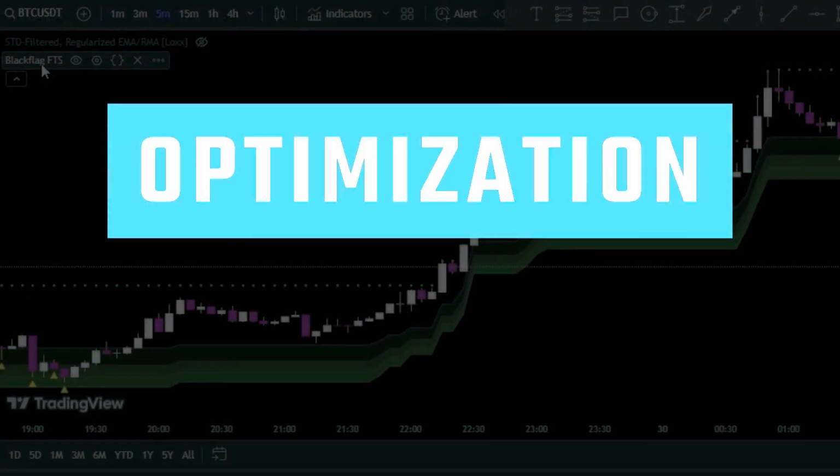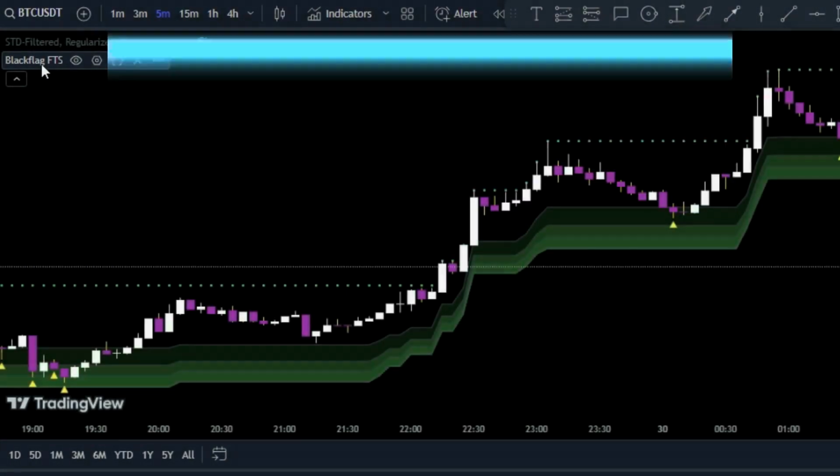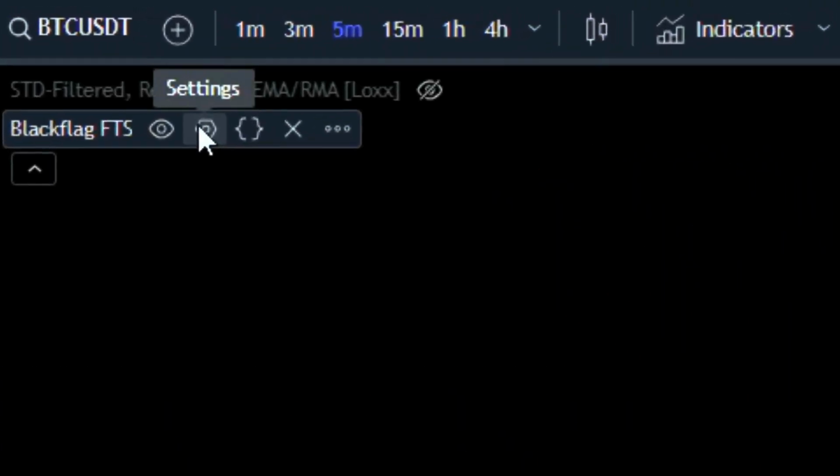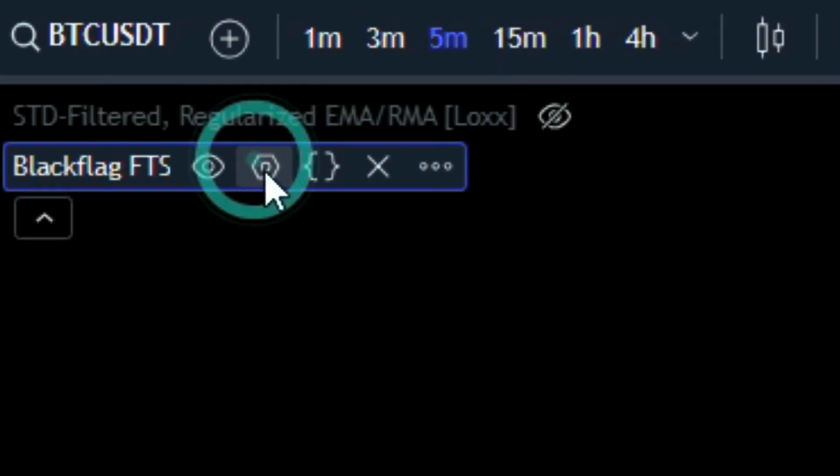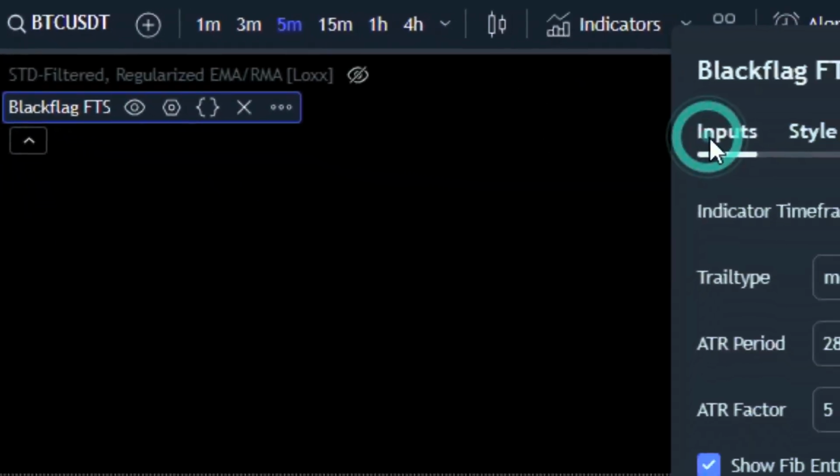Now we want to fine-tune the settings to turn this indicator into a top-notch trend detector. Click on the gear icon next to its name and I'll show you how to adjust the parameters to make the most out of it.